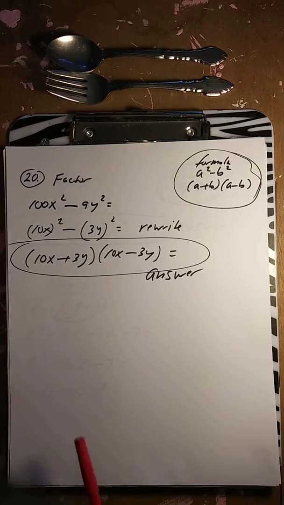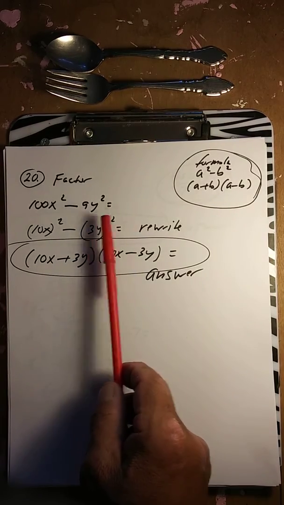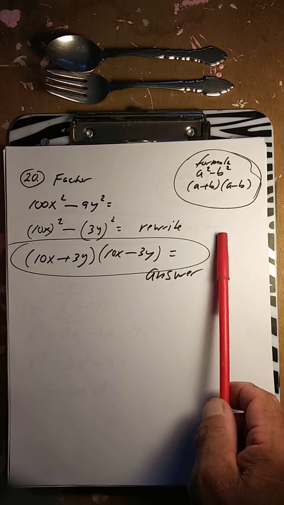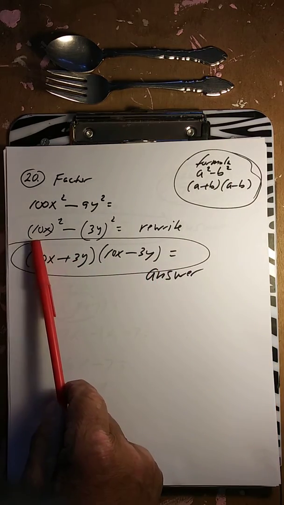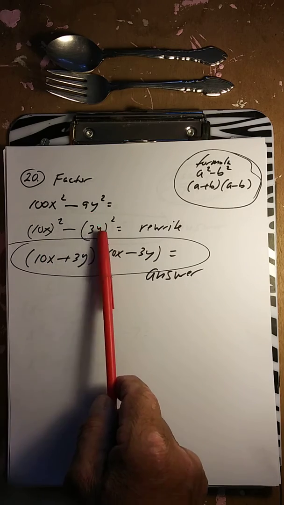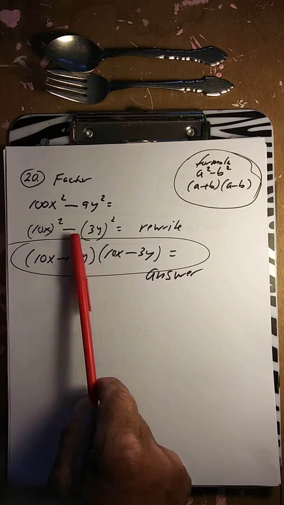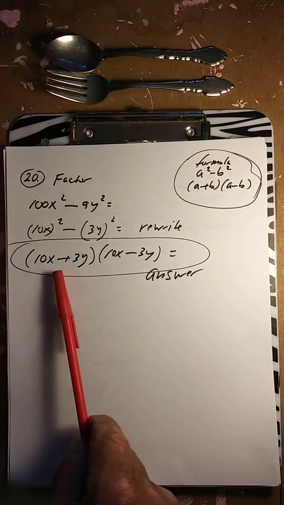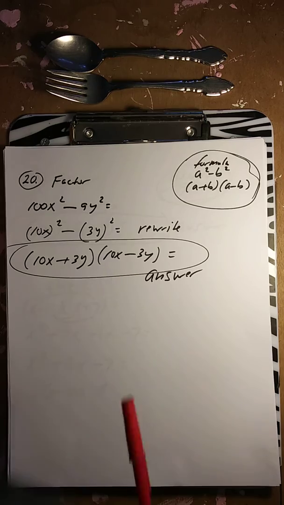Factor this. 100x squared minus 9y squared. Formula, a squared minus b squared equals a plus b, a minus b. So we're going to rewrite this. 10 times x is 10x, and 10x squared gives 100x squared. 3 times 3 is 9, y times y is y squared. So 10x squared minus 3y squared, same as that. Now we use the formula: 10x plus 3y, 10x minus 3y.